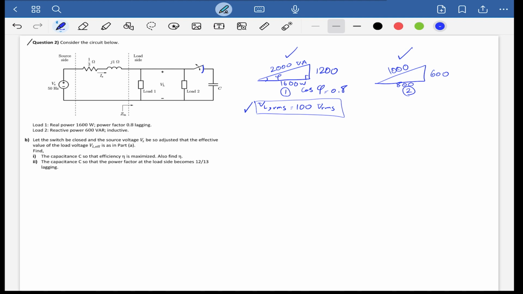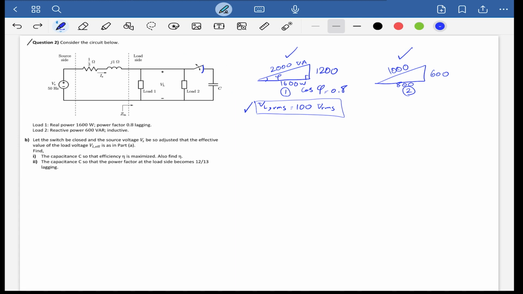But remember, the load 1 and load 2 impedances won't change because the VL effective won't change. But the overall load will be changed. That's why the V load of the overall load of part A and B will be different because of the capacitance added, and then we will have an extra term in the reactance power because of that capacitor C.